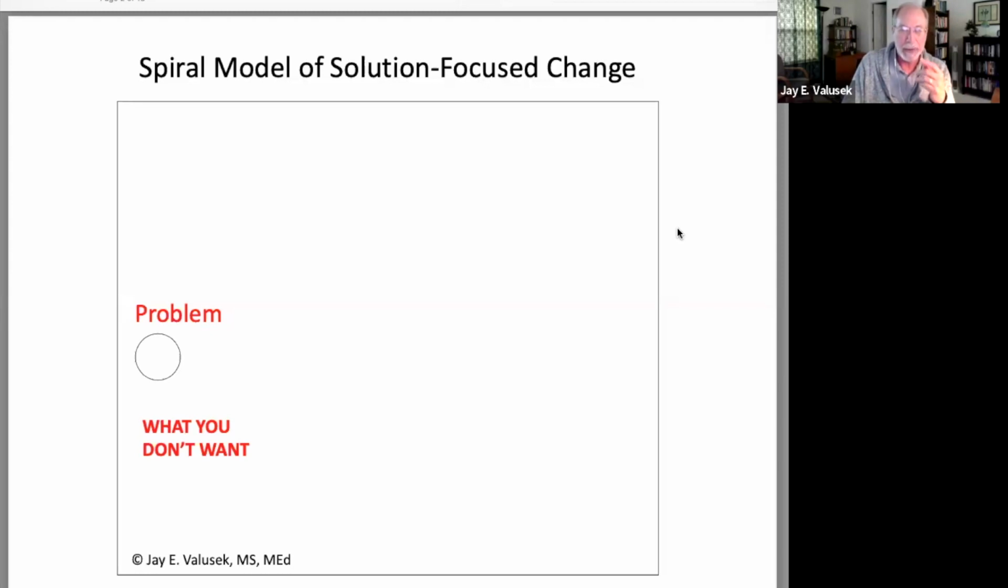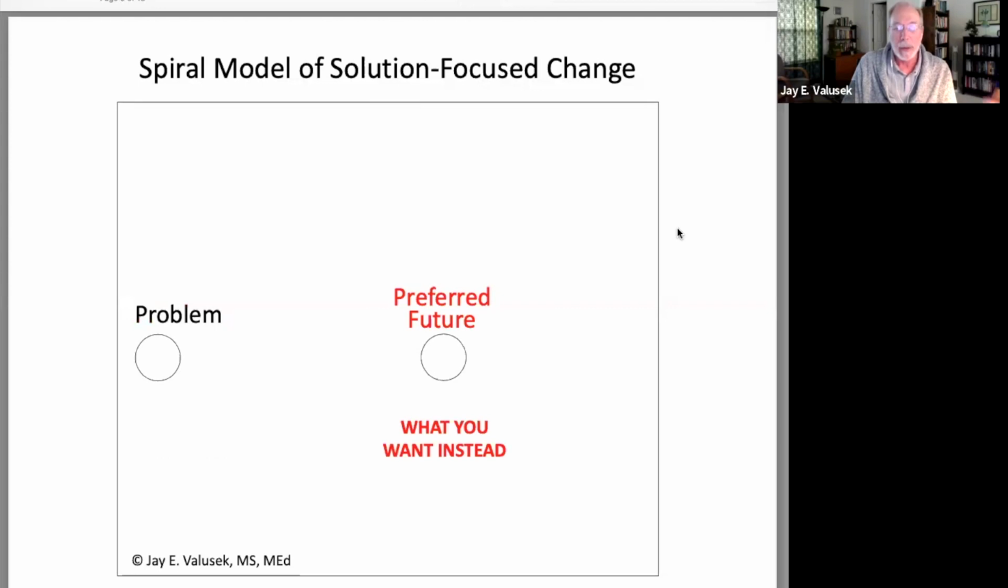And I know that the brief training group in the UK tends to steer away now from the problem. I'm sort of more old school. I love starting with the problem. I believe it's important. However, I want to move quickly from what you don't want to what you want instead, which is what we call the preferred future.